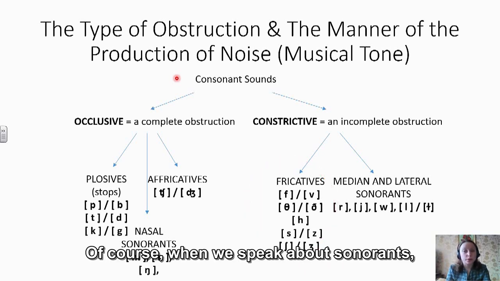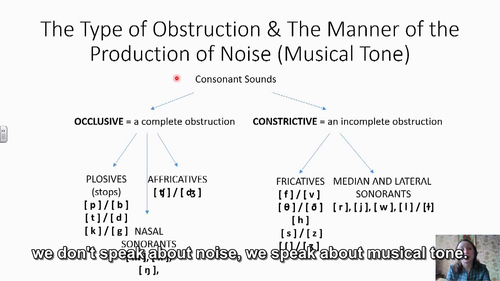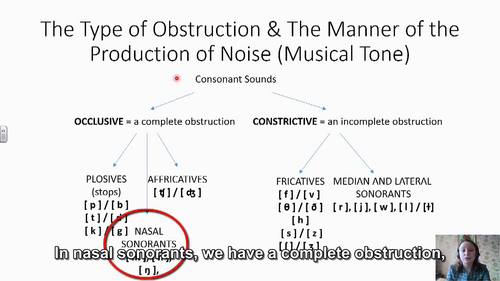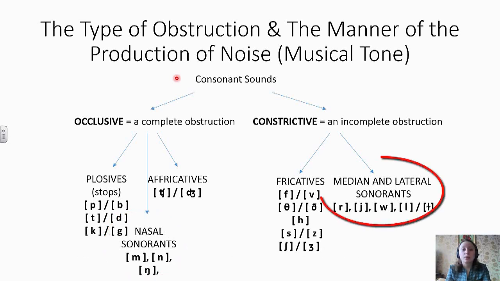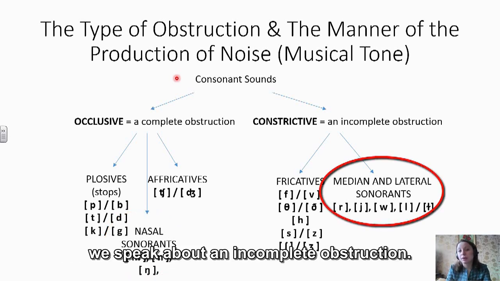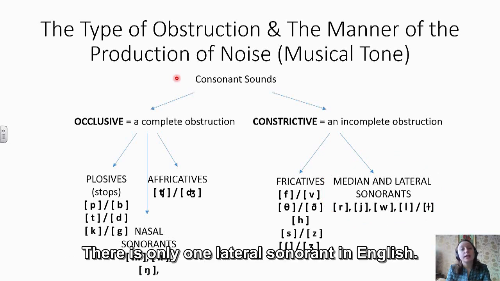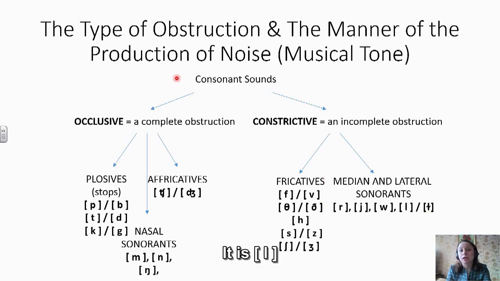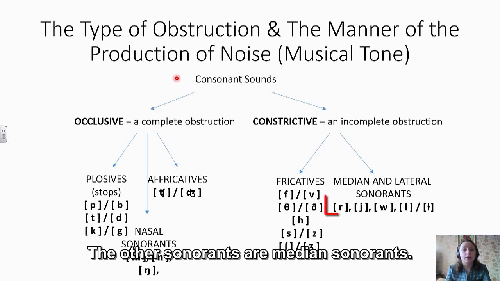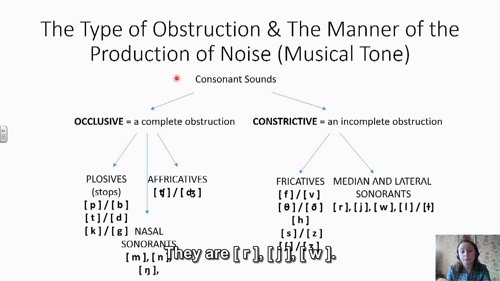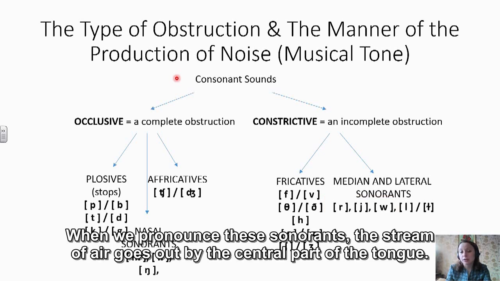Now, sonorants. Of course, when we speak about sonorants, we don't speak about noise, we speak about musical tone. In nasal sonorants, we have a complete obstruction. They are produced in the nasal cavity. When we speak about median and lateral sonorants, we speak about an incomplete obstruction. There is only one lateral sonorant in English. It is L. When we produce this sonorant, the stream of air goes out by the sides of the tongue. The other sonorants are median sonorants. They are r, y, w. When we pronounce these sonorants, the stream of air goes out by the central part of the tongue.